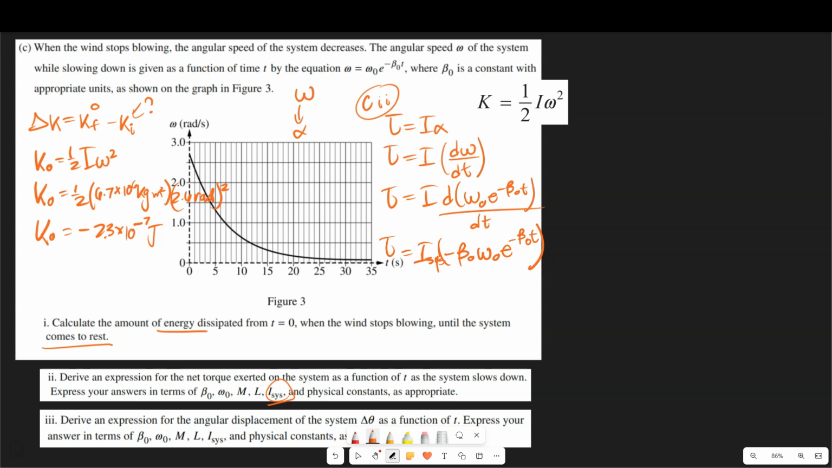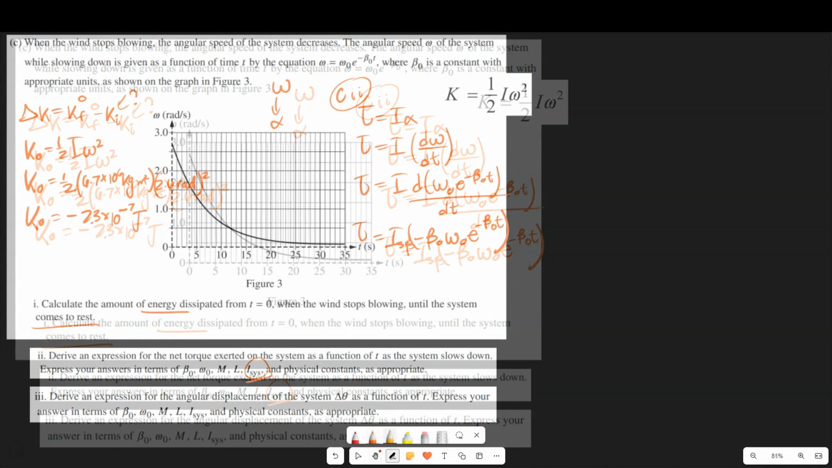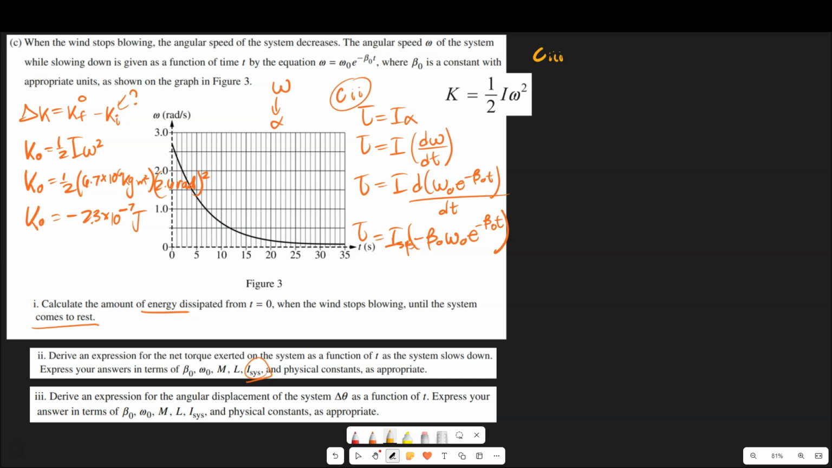Okay, now part 3. Part 3 is a little bit tougher. It says derive an expression for the angular displacement of the system, delta theta, as a function of time. Express your answer in terms of those values and physical constants. Okay, so just as we had said before, we had to take the derivative of omega to get the alpha. We have to do the reverse. We have to do the integral of this angular velocity equation to be able to get the angular displacement.